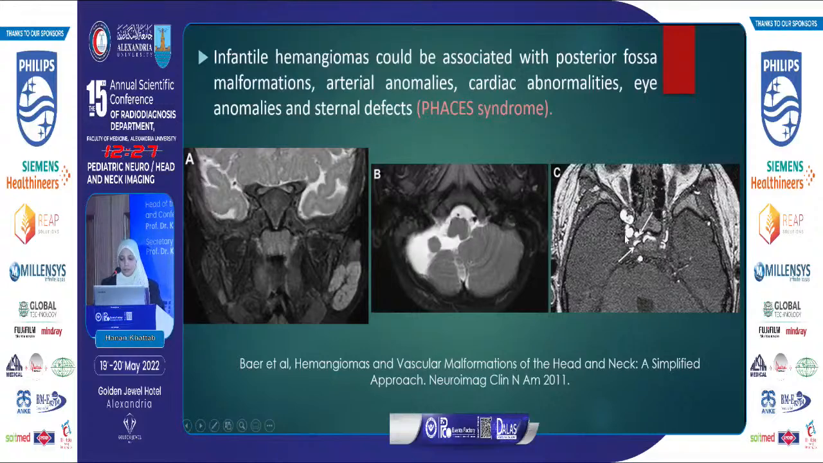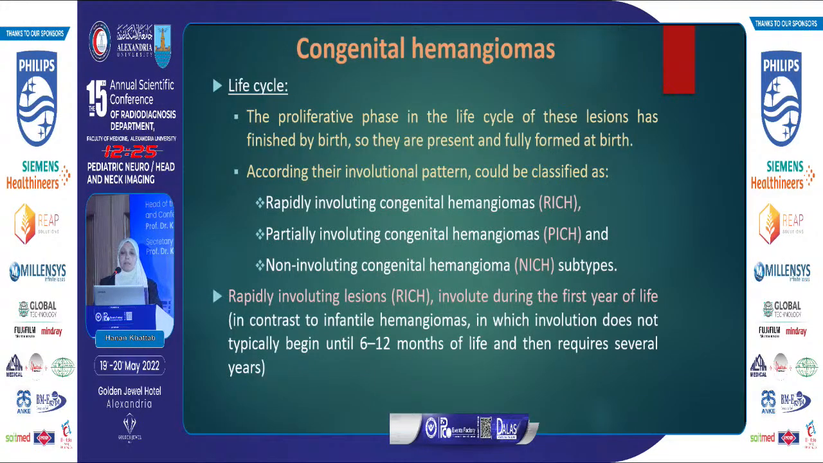Persistent trigeminal artery. Congenital hemangiomas have the same imaging appearance as infantile hemangiomas, but differ in their life cycle. The proliferative phase has already finished by birth, so it's fully formed at birth. According to its involutional pattern, it can be classified into rapidly involuting, partially involuting, or non-involuting congenital hemangiomas.